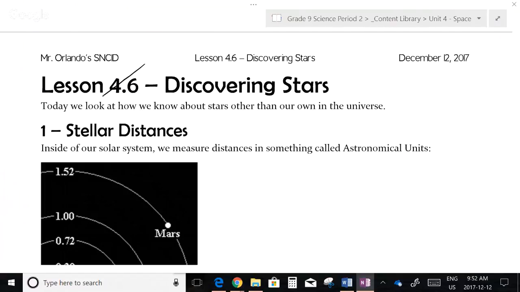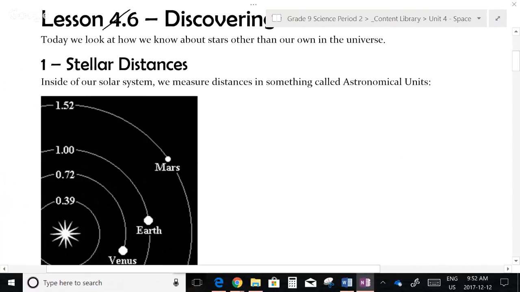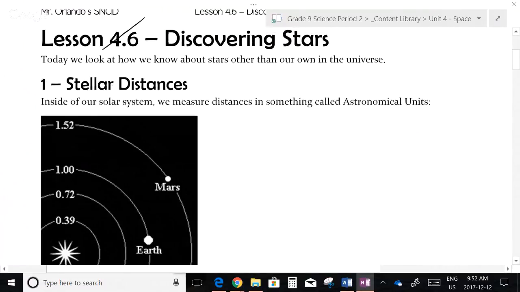Thank you. Yes. Why is the 4.6 have a... Because I drew a line through it. There's no message there. I just slipped. Okay. So, and we're going to talk about how we know about stars other.